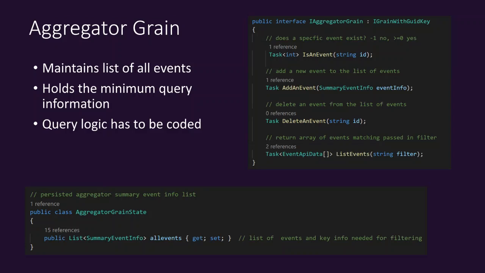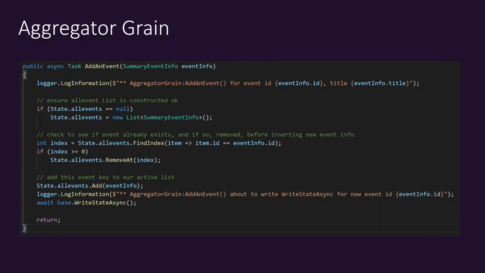And all I have to do inside that aggregator grain is contain a list of all the events along with the minimal details that I will use for querying. Once I've built that, then we have grain-to-grain communications. So as you saw on the previous slide, when I updated an event, what I need to do is call that aggregator and update it.